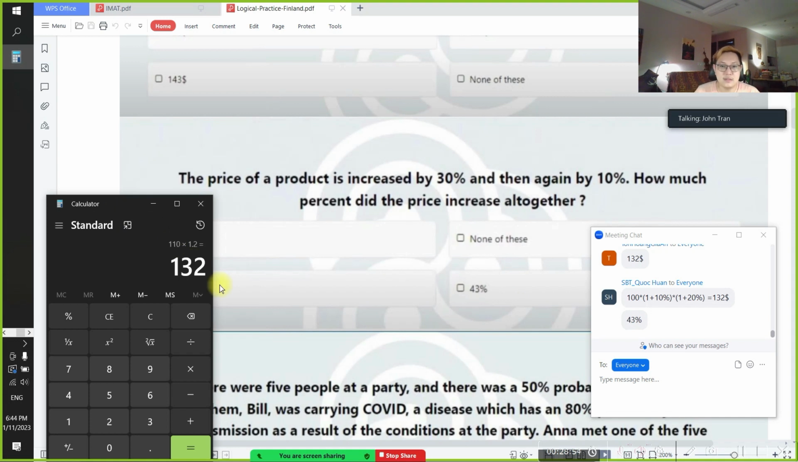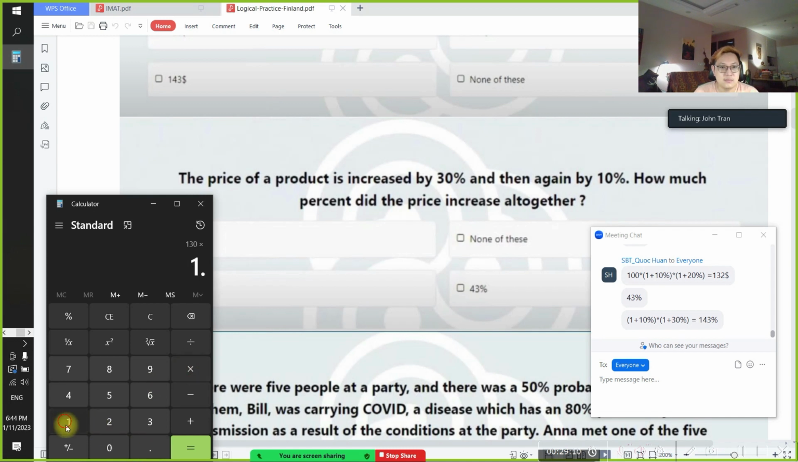Okay. So the price increased by 30% and again by 10%. Let's assume that you start with $100, okay? Increase by 30% is times 1.3. And then again by 10%, you should get 143%. So how much percent did the price increase altogether?